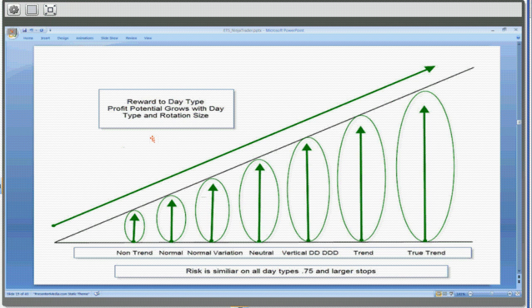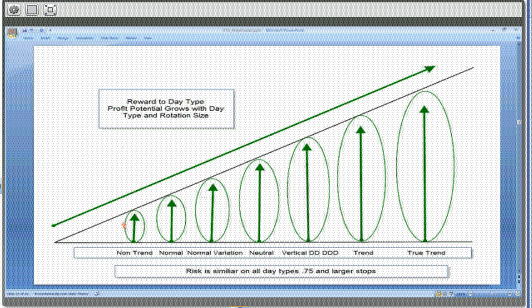Day types. Let's talk about reward to day type. This is why it's really important. A non-trend day is going to have a smaller reward than a vertical day or a trend day. Like, yesterday was a vertical day. The downdraft was a trend day. You have larger rewards, so you can actually trade more contracts on that day because of your probability.